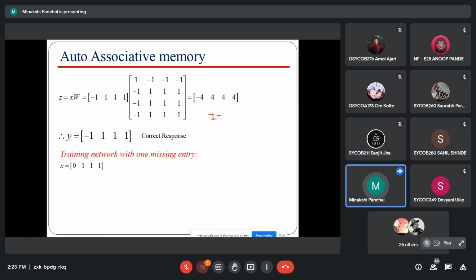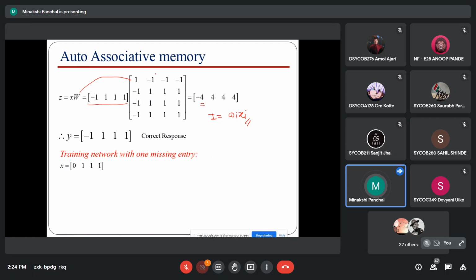Summation function: I equals the sum of wi xi. What is xi? The same vector you are considering. What is w? The weight matrix. You are considering the weight matrix, okay? Now the product, first row, first column: -1 into 1, minus 1, 1 into -1, minus 1, minus 1, minus 1. So this gives me 4.